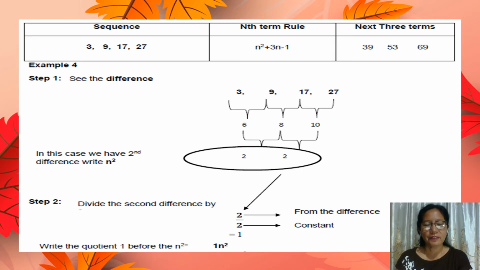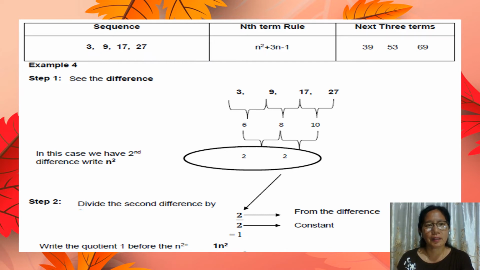So what if the given sequence is 3, 9, 17, and 27? The next three terms of this given are 39, 53, and 69. And the nth term rule is n squared plus 3n minus 1. So let us try to find out how we come up with the nth term rule and the next three terms.